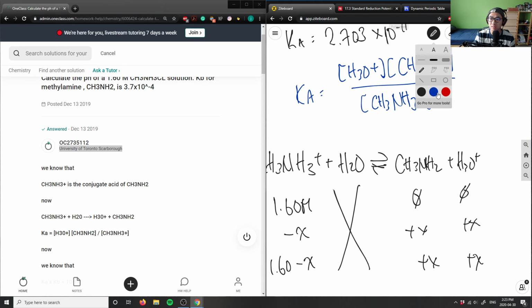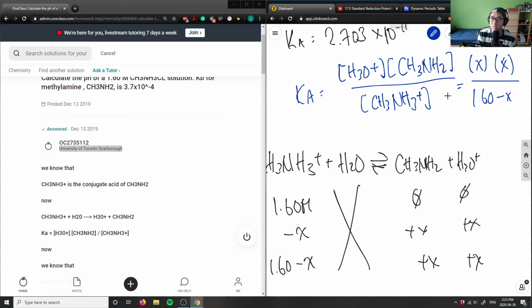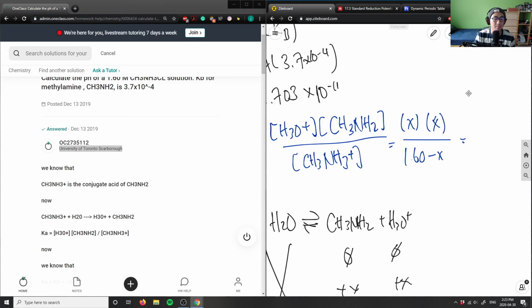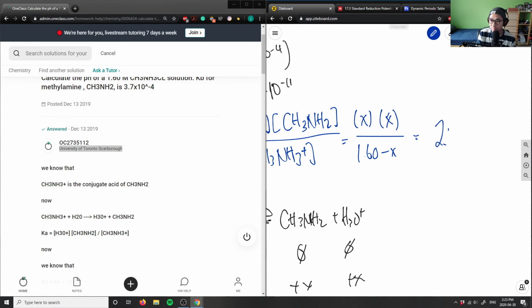I can substitute these into my K expression. Let me rewrite the K expression with my variable. Hydronium is x, methylamine is also x, and we divide by 1.60 minus x, and this will equal my Ka, which I solved for initially: 2.703 times 10 to the negative 11. I'm going to assume that x is much smaller, so I'm going to use a small x approximation and cross this out. So I have x squared on top, and I multiply both sides by 1.60 to get 4.32 times 10 to the negative 11.